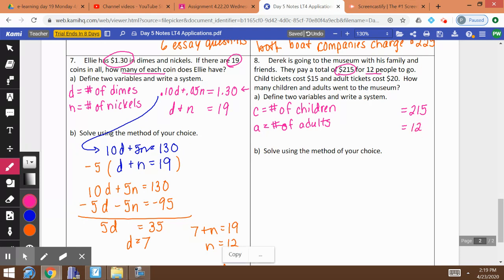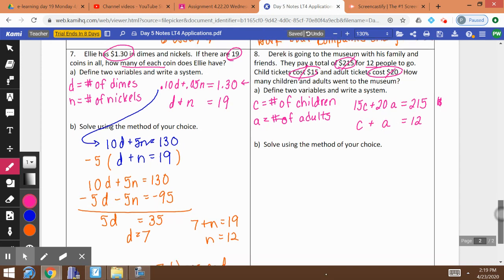So we've got a money equation. This one's our money equation. Let's look for all the money. Children's tickets are 15, adult tickets are 20. So 15 times the number of children plus 20 times the number of adults is going to be 215. Again, I used those numbers. Once you use them once, cross them off, and a total of 12 people. So that means the number of children plus the number of adults is 12.